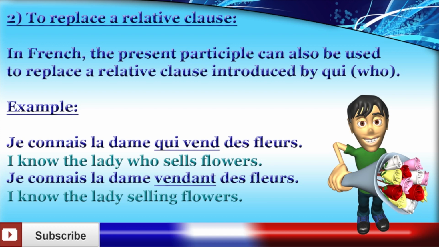Je connais la dame qui vend des fleurs. Je connais la dame vendant des fleurs. And we formed vendant by taking the ons ending off of the nous form of the present indicative tense, that is vendons, and we added ant instead.